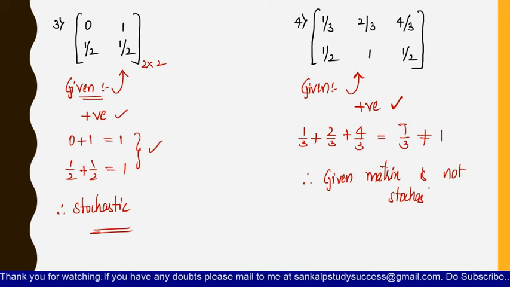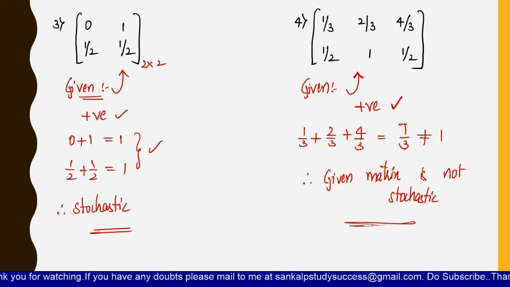So in this way, we check whether the given matrix is stochastic or not by using two conditions. The first one is whether each and every element present in the matrix is positive or not, and also whether the sum of elements in each and every row is equal to 1 or not. If these two conditions are satisfied, then you conclude it is stochastic. If either one of the conditions is not satisfied, then you conclude that the given matrix is not stochastic.